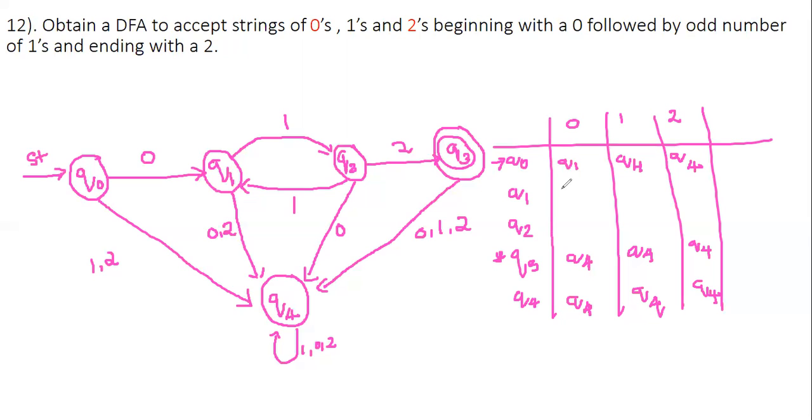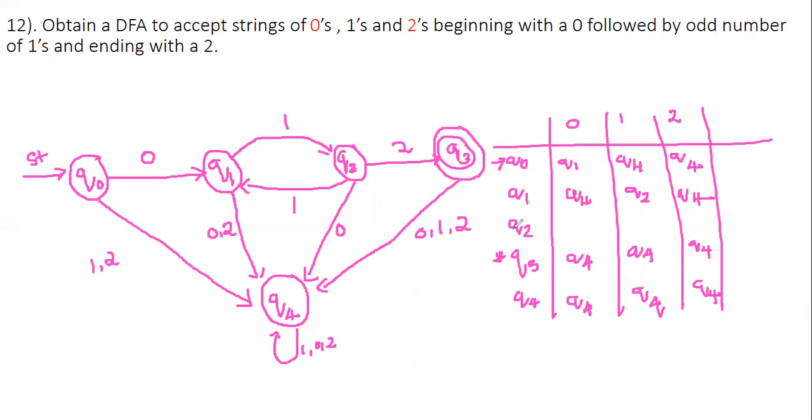Then what about Q1? On receiving 0, it will go to Q4. On receiving 1, it will go to Q3, or Q2? Q2 exactly. Be careful, students. I made a mistake here; for this kind of complicated figure, you may also make the same mistake, so be careful. Then Q1 on receiving 2 will go to Q4.